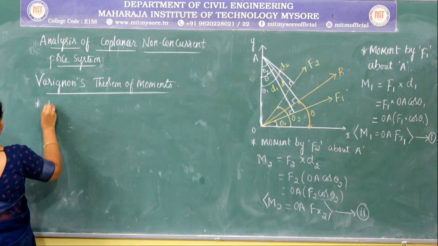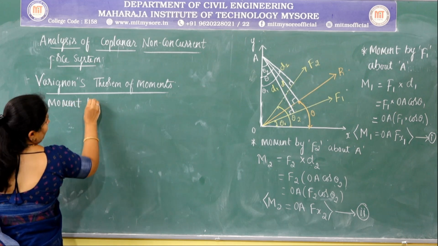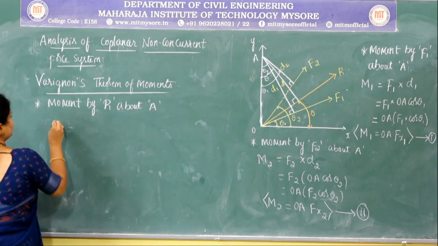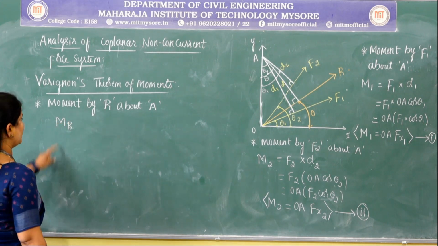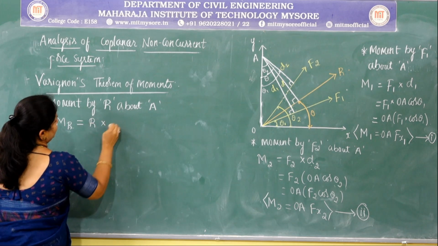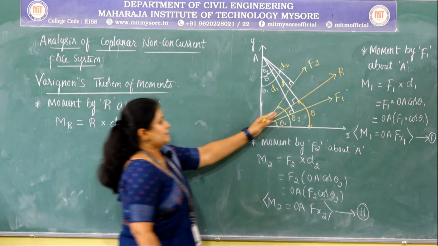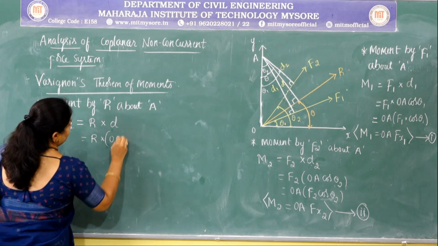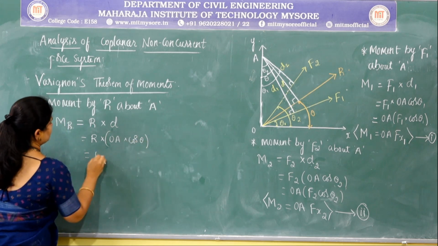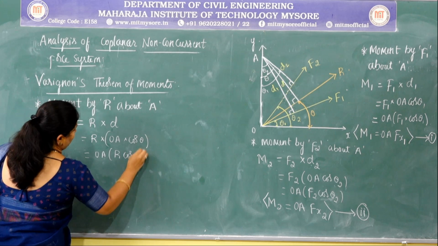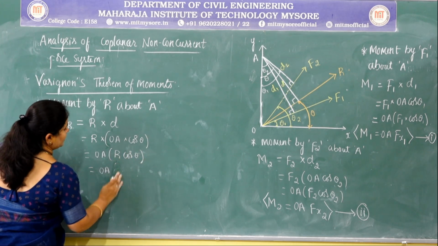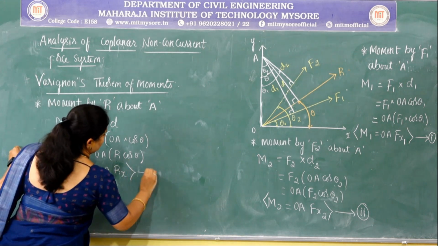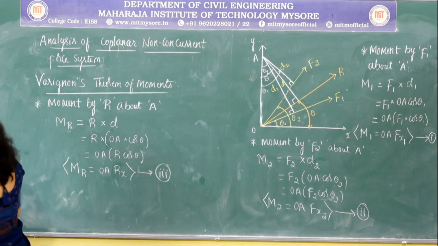Now the moment by the resultant force R about A is given by the moment of resultant MR, which is equal to the magnitude R multiplied by the perpendicular distance between the resultant and the point, D. This D can again be written as OA into cos theta. So this R cos theta constitutes the horizontal component of the resultant force. Let me consider this as equation 3.